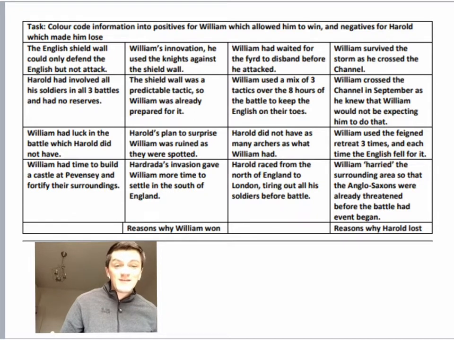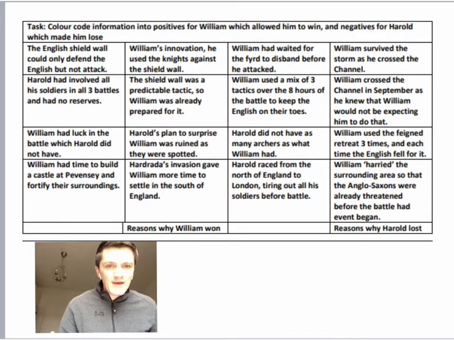This task is really key, really important, and what we're thinking about is why William wins. There are different reasons William wins, but you can also be asked the question, why does Harold lose? Very similar questions, but with a subtle difference. So what you need to be doing is looking at the different statements and colour coding them: reasons William won, reasons Harold lost.